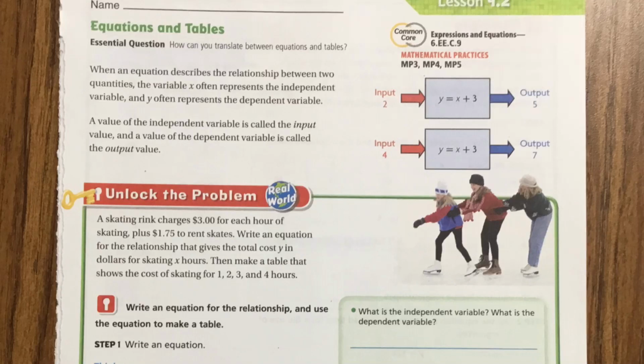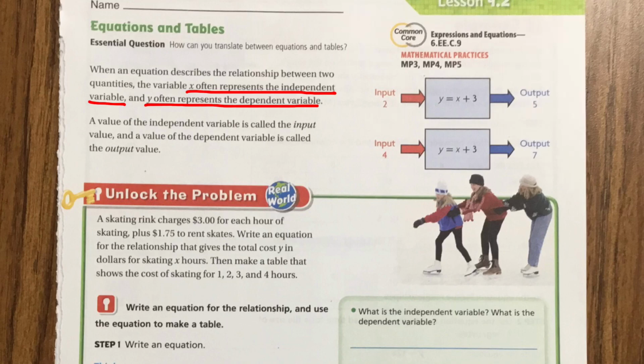Again, an equation describes the relationship between two quantities. The variable x often represents the independent variable, and the y often represents the dependent variable. Okay, so that's really important to know. So I would like you to underline it. X often represents the independent variable. Now, not always, but for the most part. And then y represents the dependent variable.